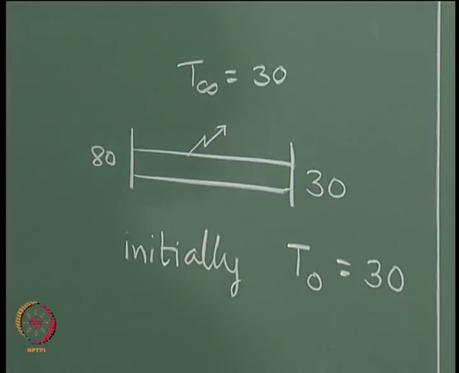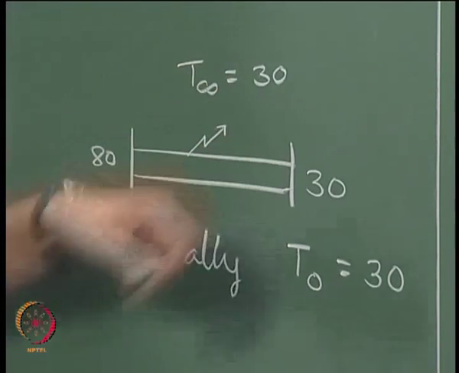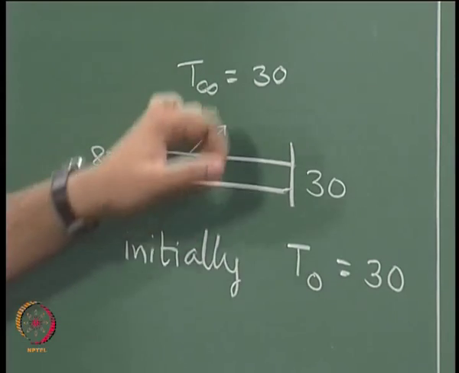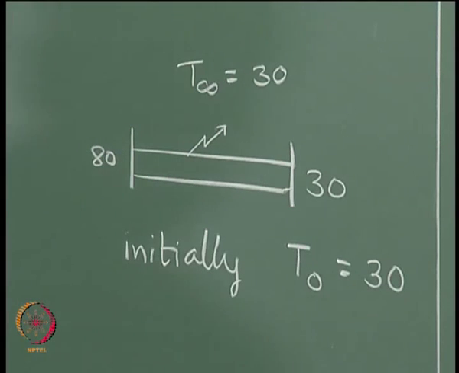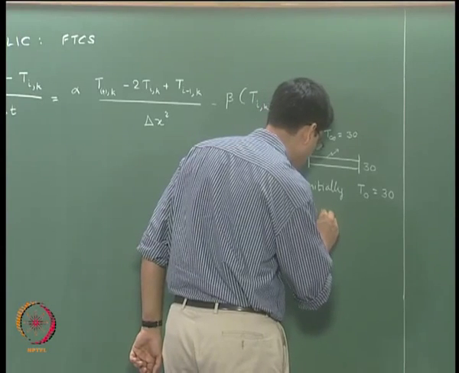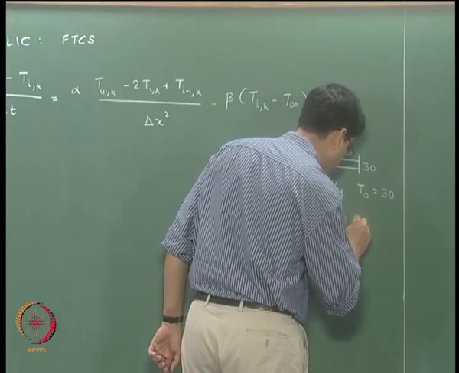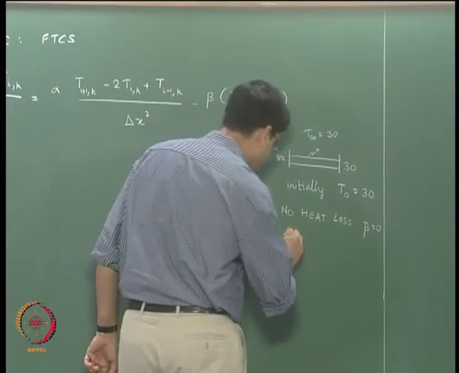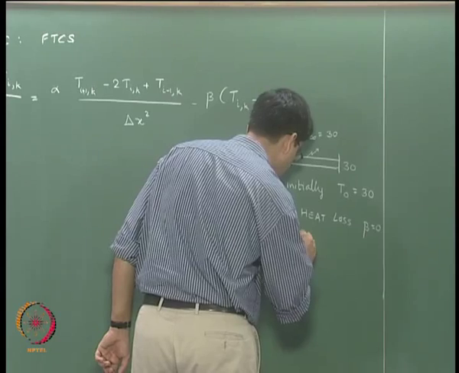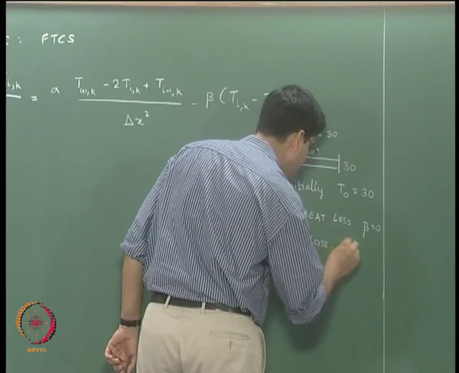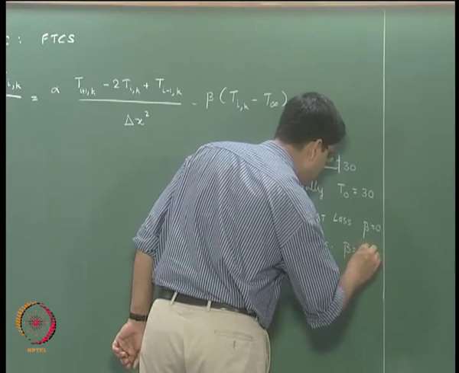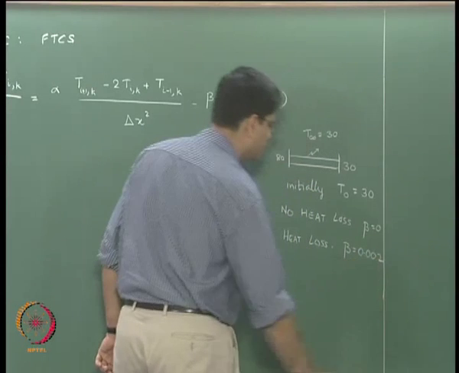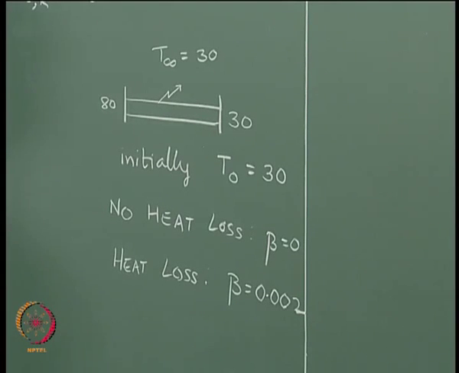We will solve two problems. First we will solve the problem where there is no heat loss taking place from the rod to the surroundings; for no heat loss beta is going to be equal to 0. The problem with heat loss from the rod to the surroundings we will solve later, and there let us take beta equal to 0.002 second inverse. That is going to be the unit for this beta that we are going to take.